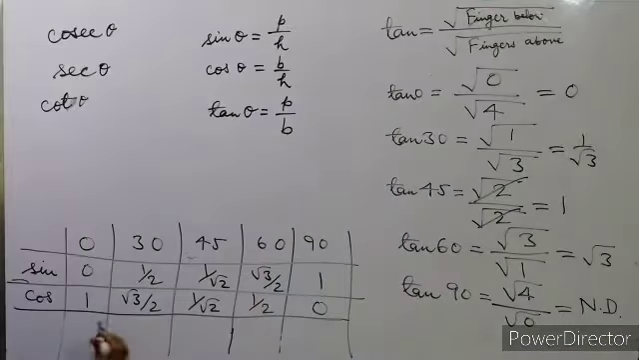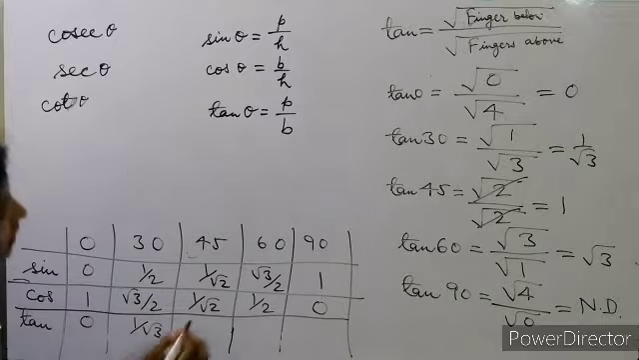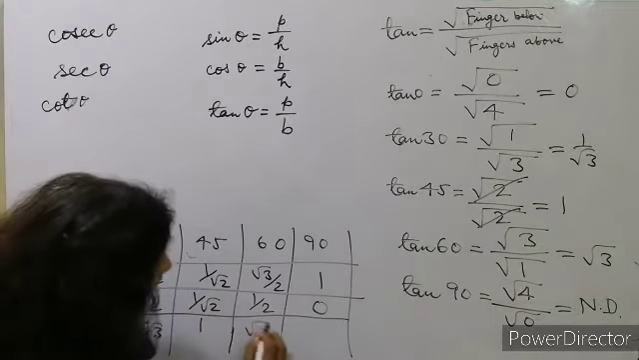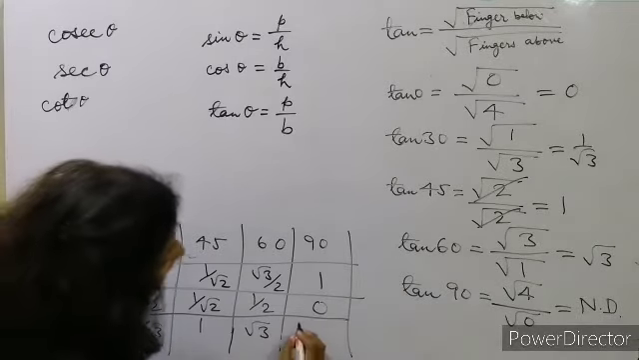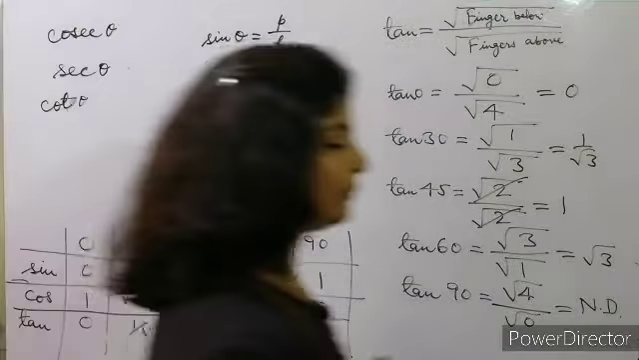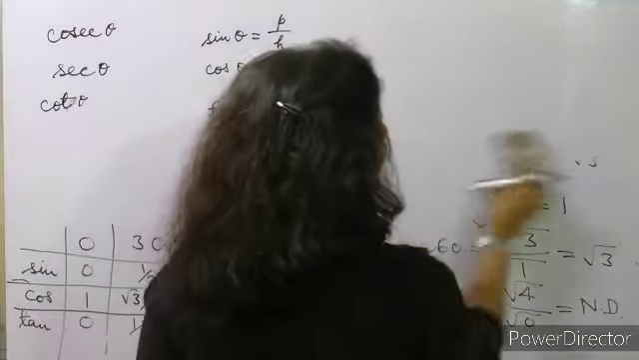Okay. Now we'll write the value of tan. Tan 0 is 0. Tan 30 is 1 upon root 3. Tan 45 is 1. Tan 60 is root under 3. And tan 90 is not defined. Okay. This is one method. This is the best method to find out the value of tan, sine and cos.